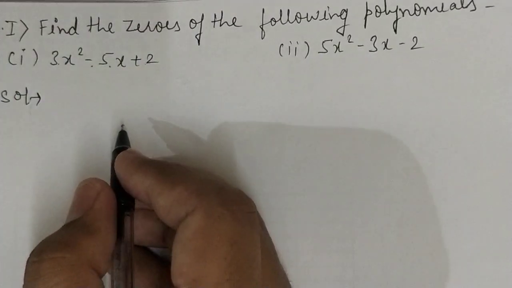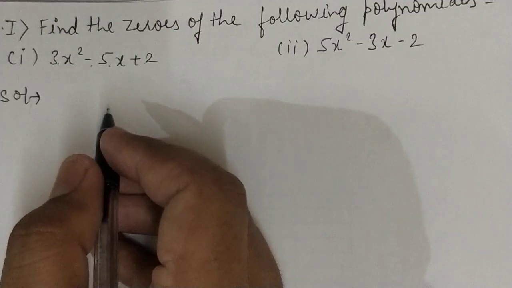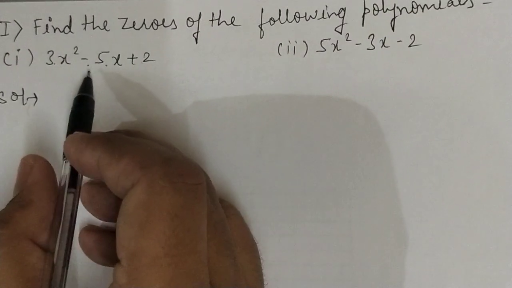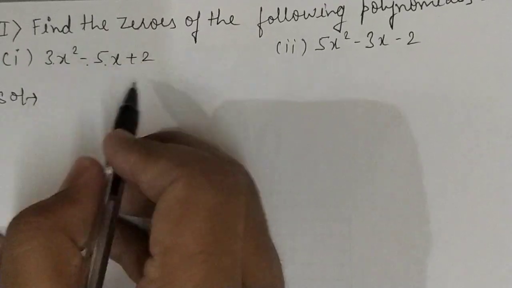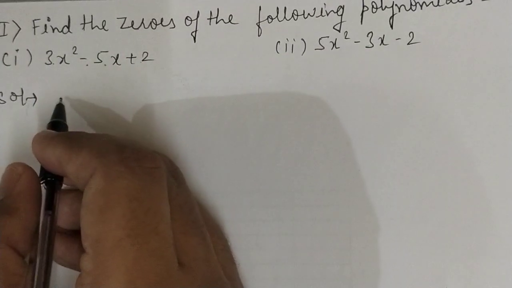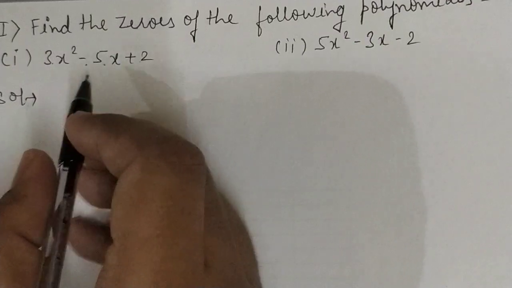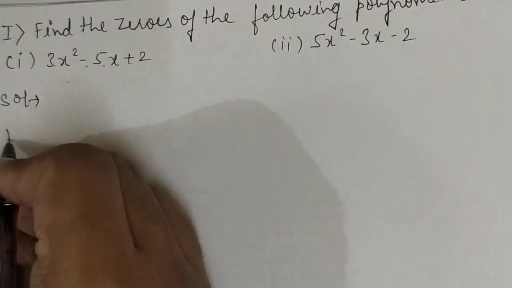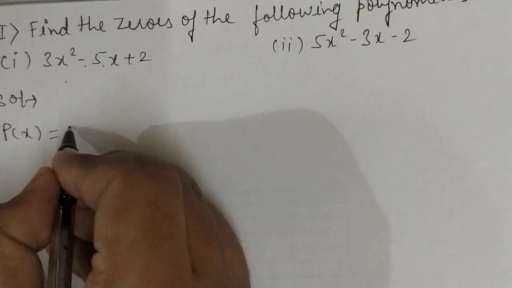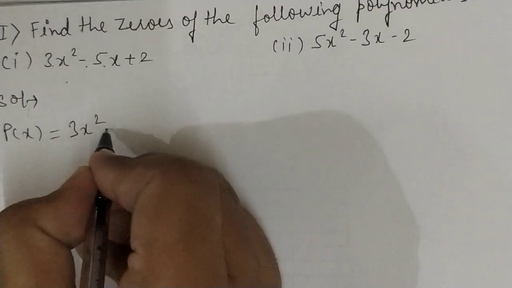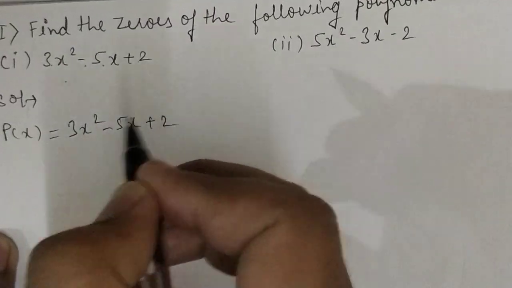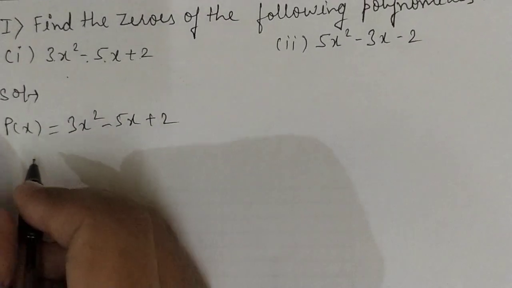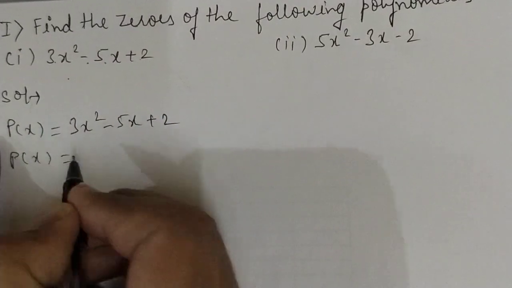Now, how can you find the zeros of the polynomial? In the previous classes also, you have studied the same topic. So here I will factorize the given polynomial. Factorization means by splitting the middle term, I will factorize it. So first, p of x is given: 3x square minus 5x plus 2. Now you have to split the middle term.